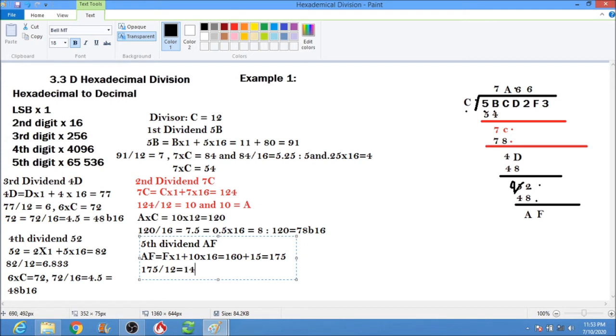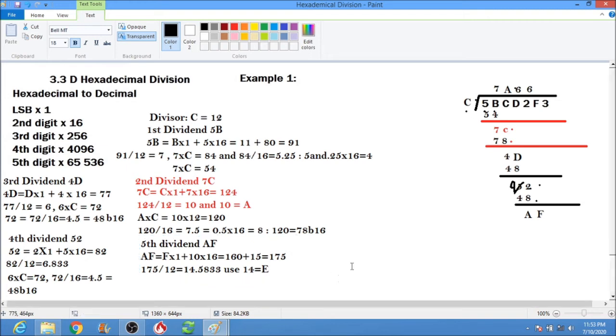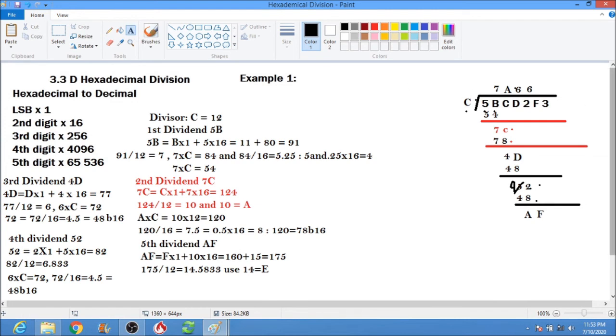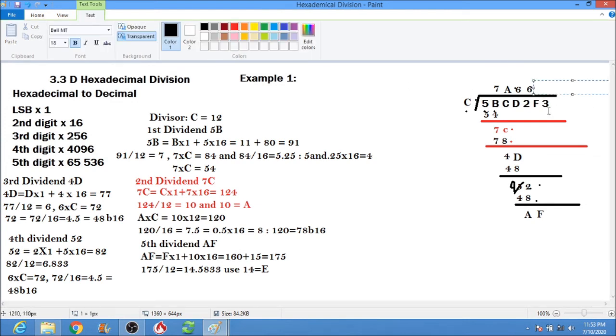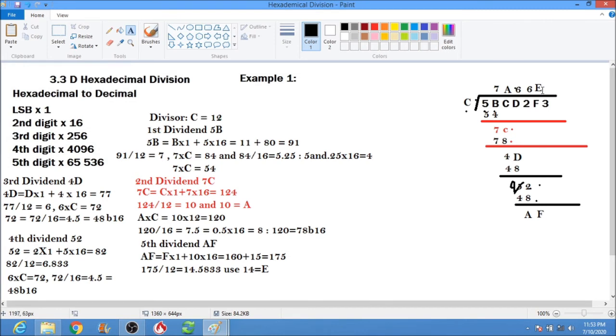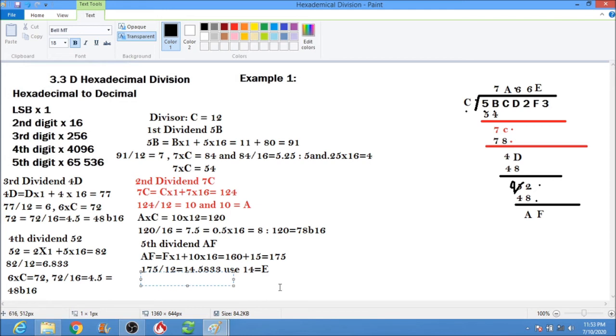14.5833 something, so we use 14, and 14 is equal to E. Okay, so we put above the letter F the letter E. Then E times C. Okay, so just follow the procedure. E is equal to 14 times C, which is 12.